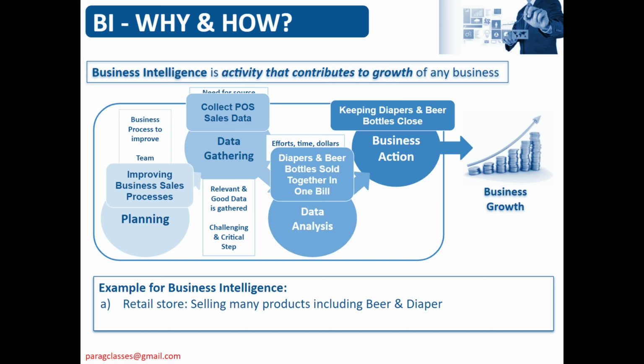Upon realization, they had a business action that was simply to put the beer and diapers easily available together near each other for the end customer, so that it saves efforts for them to find the two items, beer bottles and diapers, in the store, which adds up to customer satisfaction by saving their time and effort in finding the two, which ultimately led to more sales leading to business growth.